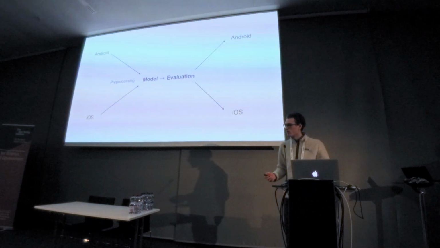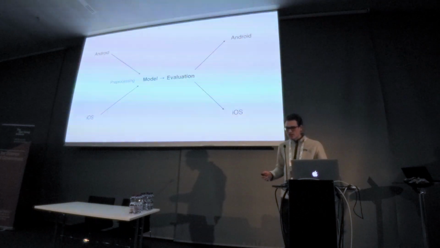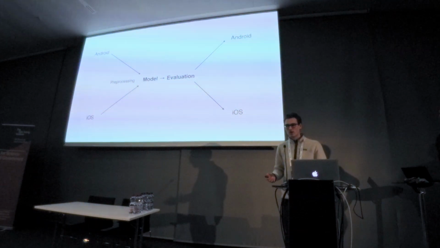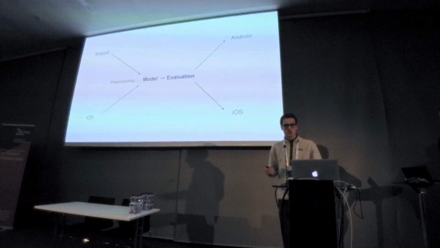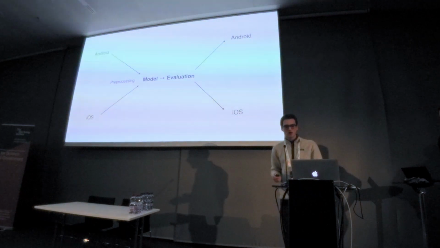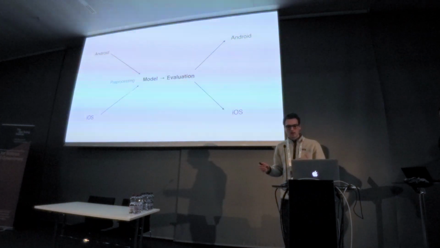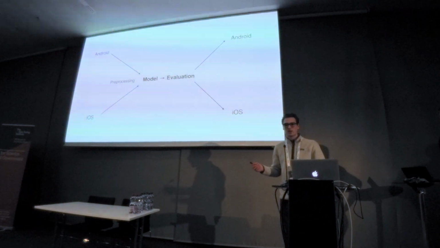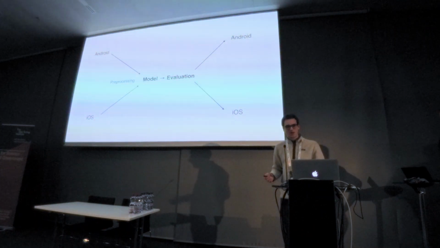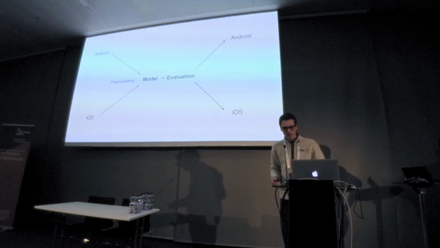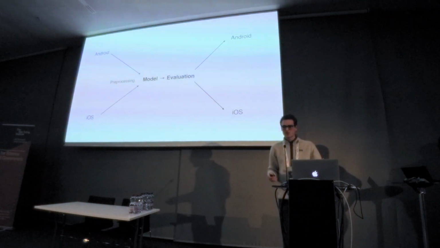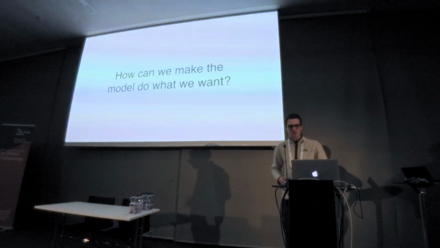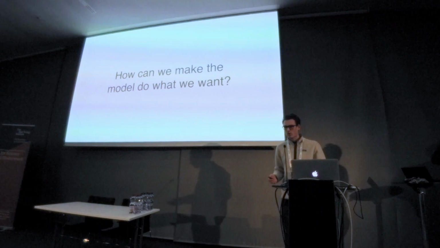Now, how are we going to do this? The basic principle is we have Android and iOS, which are the data gathering platforms. We pre-process our data in such a way that it can be easily implemented in a model, and then evaluate that and stream it back to the Android and iOS. But is it really that simple? I don't think so. First of all, the pre-processing is already a really big challenge, and also the evaluation. How do you make sure that the model really gives you what you want? And that brings me to my next question. How can we make the model do exactly what we want?